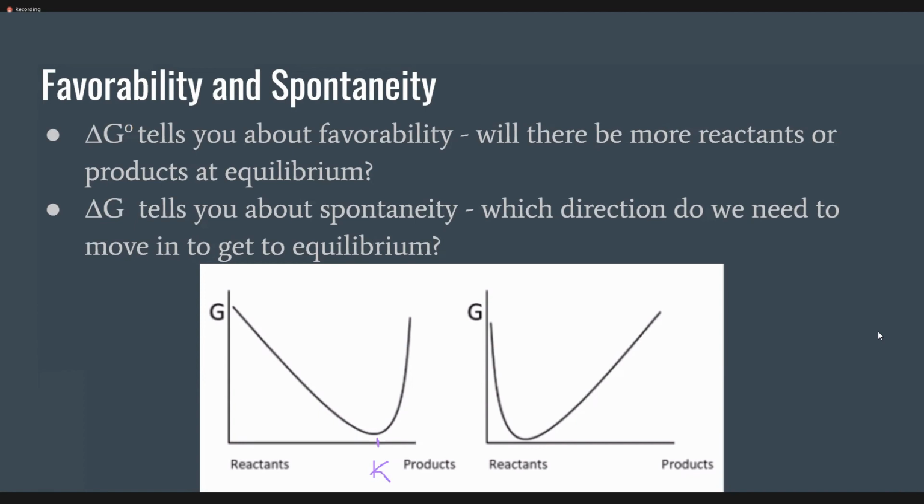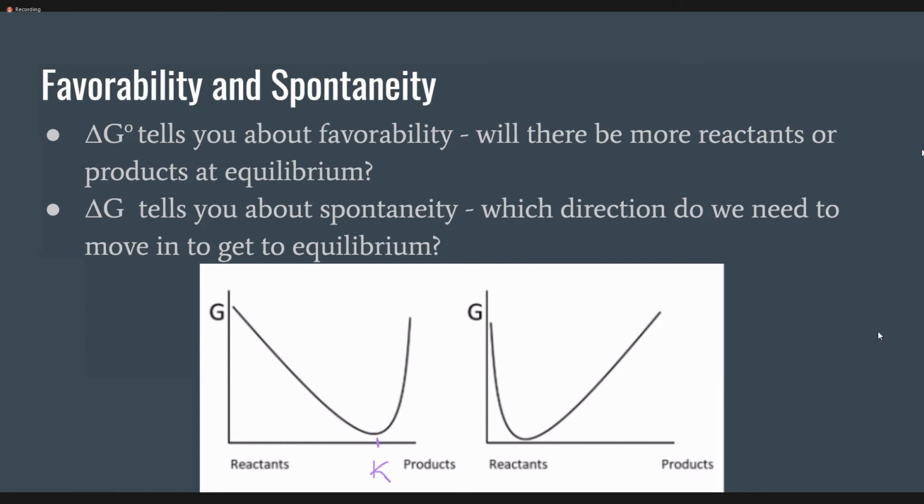Now, we discussed that standard conditions is when we have 1 molar concentrations of reactants and products. So that means that at standard conditions, Q is going to be equal to 1, because I'm just going to have 1 to the power of n for products divided by 1 to the power of m for reactants. It's just 1 to the power of whatever over 1 to the power of whatever. So Q is going to be equal to 1.